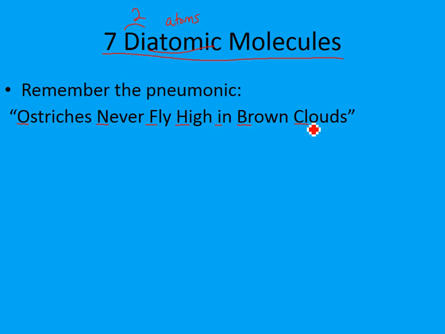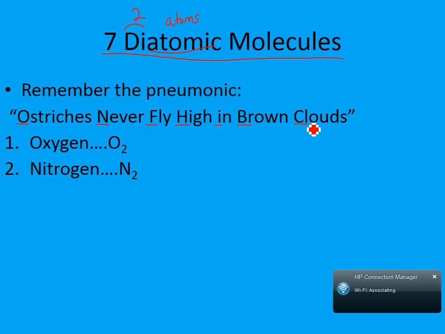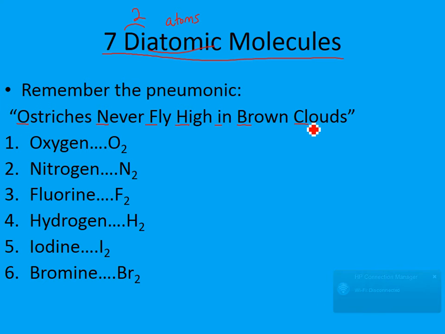What is F? Fluorine. What is H? Hydrogen. What's I? Iodine. What's Br? Bromine. And Cl? Chlorine. Yeah, so number 1 is oxygen, then nitrogen, fluorine, hydrogen, iodine, bromine, and chlorine. Those are our 7 diatomic molecules.